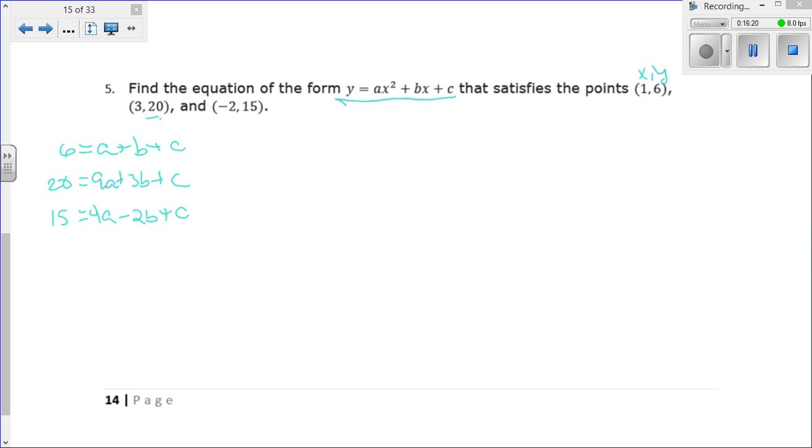So again, we have three equations, and we need to get to work. It doesn't matter which two we start with. None of them cancel out, but I can multiply any one of them by negative 1 and get the c's to cancel out. So I'm going to start with equations 1 and 2 here. So if I multiply the first equation by negative 1, and I'll keep my second equation as it is.